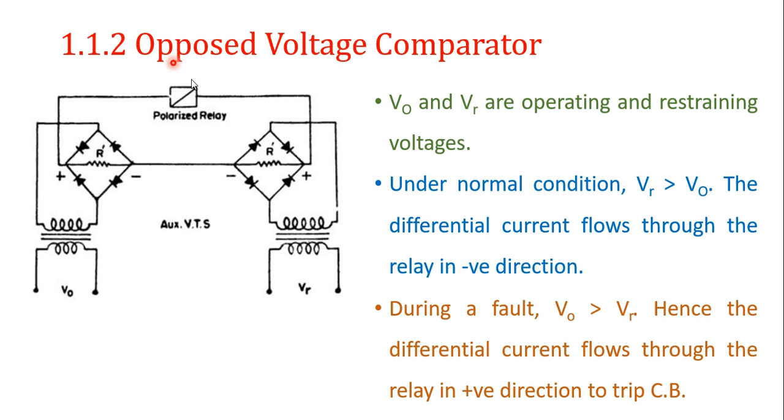Next is opposed voltage comparator. In opposed voltage comparator, a similar theory is used. The only difference is that here voltage is the quantity applied. So there is an operating voltage and a restraining voltage. In the normal condition, the operating voltage will be null, and VR will be greater than VO.